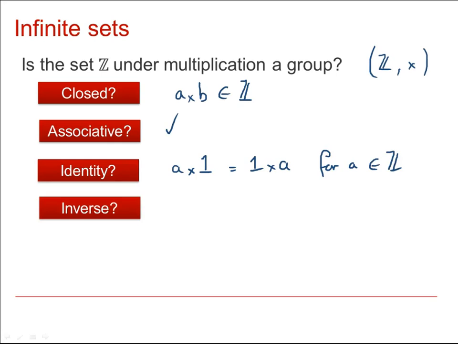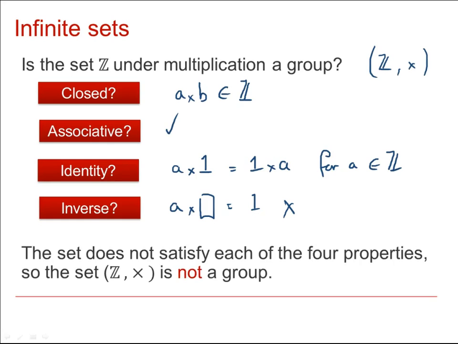But then we come to the idea of an inverse. We would need a multiplied by something equal to 1. And of course there's no integer, for example 2, there's no integer multiplying by 2 to give us 1. We would need fractions. So we need to go into the rational numbers. And so therefore we can say that there is no inverse for any value of a other than 1 itself. So because it doesn't satisfy all of those axioms, then Z multiplying is not a group.